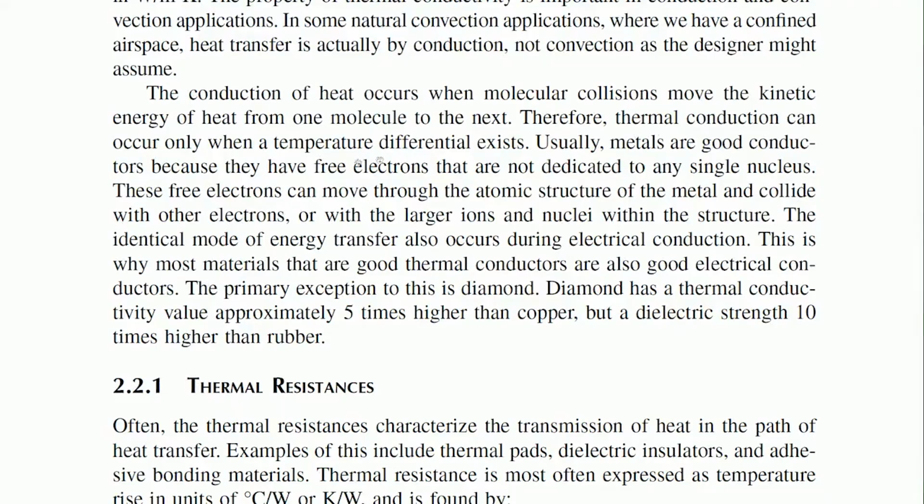Now these days fans which are only 30 mm square are available. Even if you tilt it and keep it and allow the local circulation, you can start convection again. And this we know about it. So thermal conduction can occur only when a temperature differential exists. Metals are good conductors, and so on. The identical mode of energy transfer occurs during electrical conduction. This is why most materials that are good thermal conductors are also good electrical conductors.